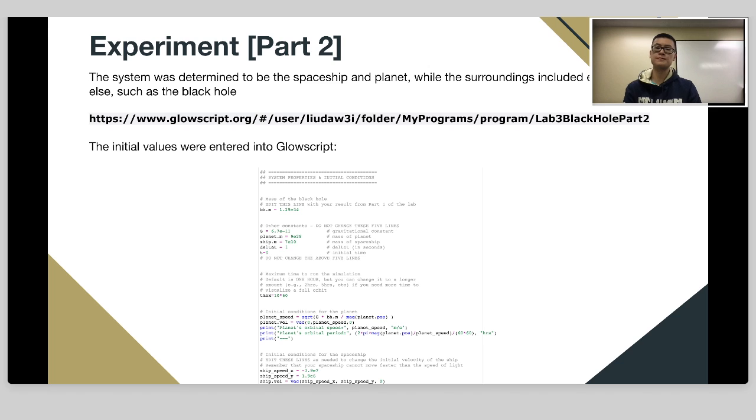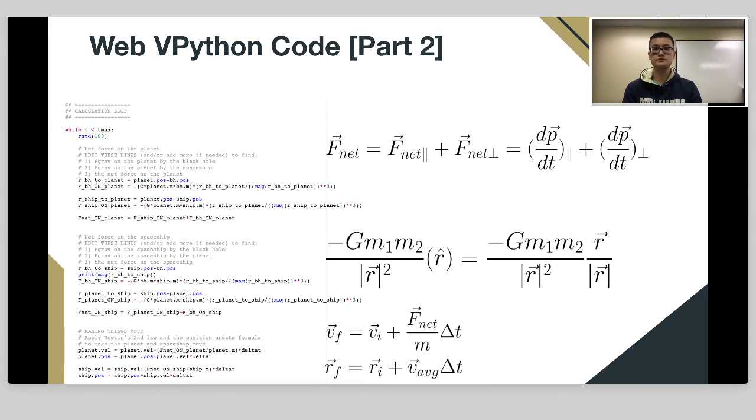Much like in part 1, the program utilized iteration to model time steps. These initial conditions were G, the planet's mass, the spaceship's mass, and delta t. The spaceship and the planet were known to be the system, while the surroundings were everything else. The mass of the black hole was found in part 1 and used again in part 2 as substituted variables. The maximum time that the simulations were run was 10 minutes.